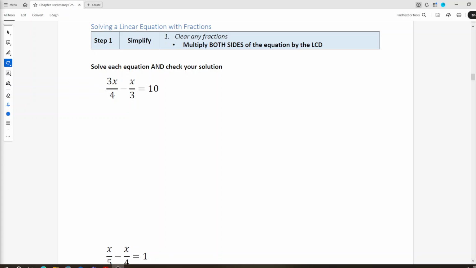All right, now we get to amp up the equations just a little bit. So we're going to do two things. We're going to solve a linear equation with fractions, and we're going to solve a linear equation with decimals. So this video is going to be on solving a linear equation with fractions.